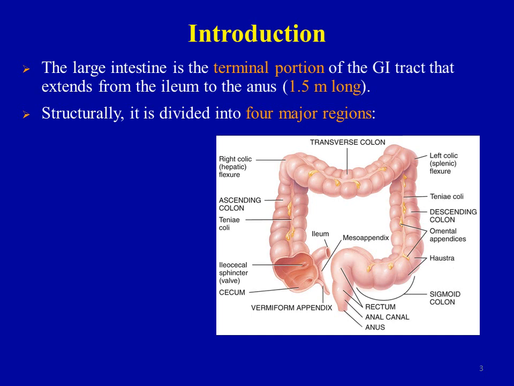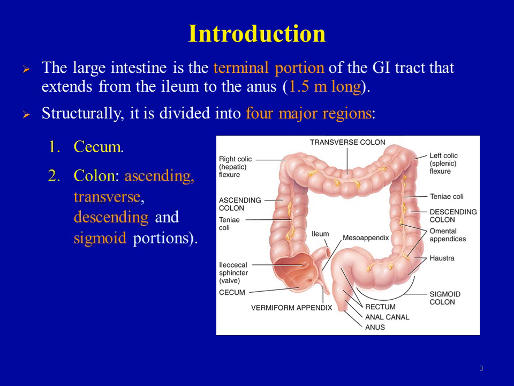Structurally, it is divided into four major parts, and these parts, as you remember from the anatomy, are the cecum, and then we have the colon, and then we have the rectum and the anal canal. As I said, it opens to the exterior through the anus. The colon has four major portions: an ascending part, transverse part, descending part, and the sigmoid-shaped sigmoid colon. So the four major regions are the cecum, the colon with its ascending, transverse, descending, and sigmoid portions, the rectum, and finally the anal canal.